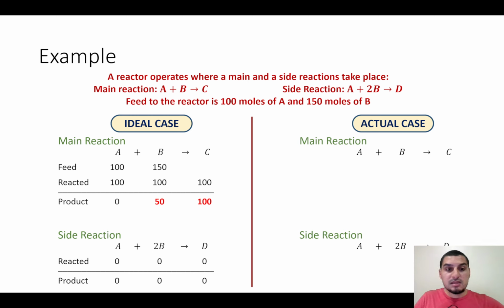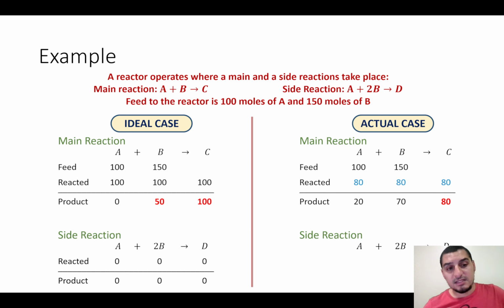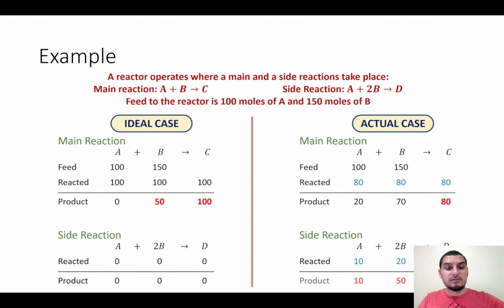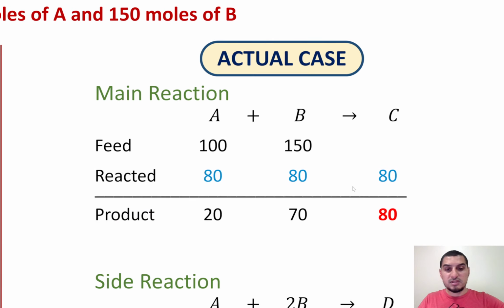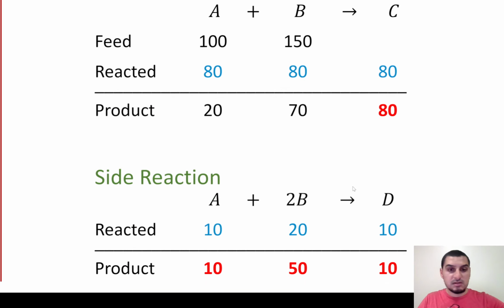For the actual case, things would be different. So in the actual case, I have the same feed, but we can have 80% of A consumed in the main reaction, and 80% of B is consumed, producing 80 moles of C as well. So the output from the first reaction is 20 moles of A, 70 moles of B, and 80 moles of C. In the same reactor, we can have part of A and B consumed in the side reaction. So in this case, we will have these outputs of the main reaction. I'm just zooming in to make sure that things are visible here.